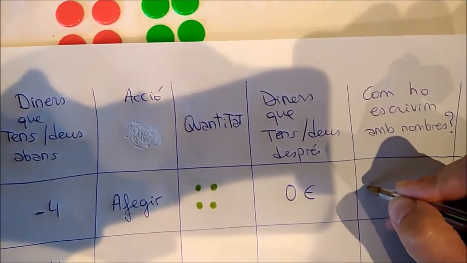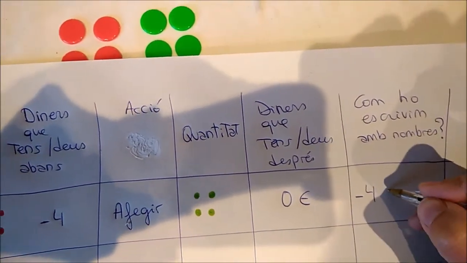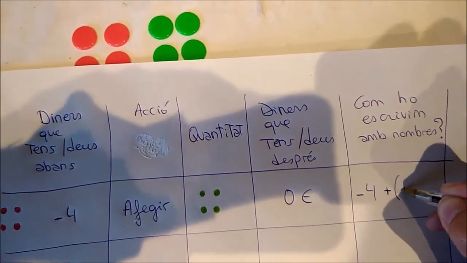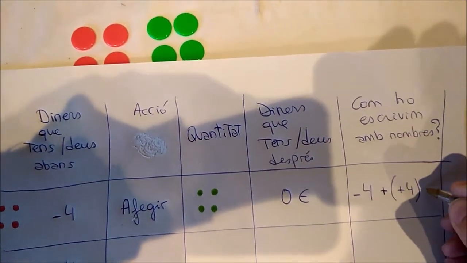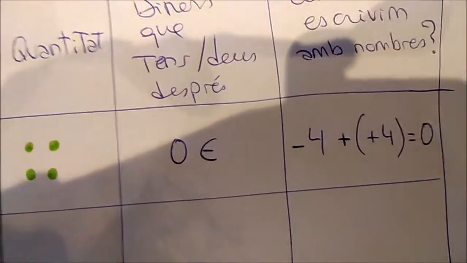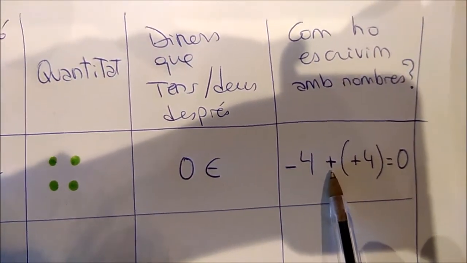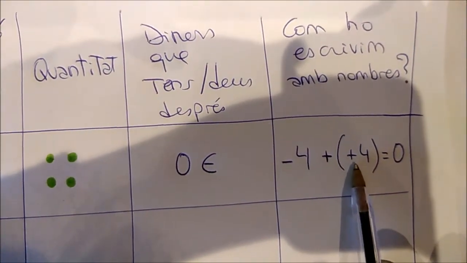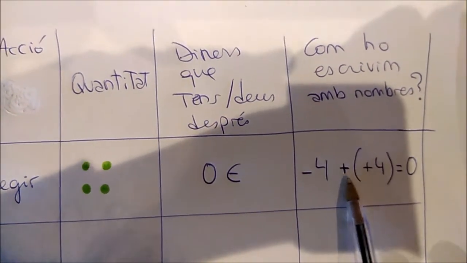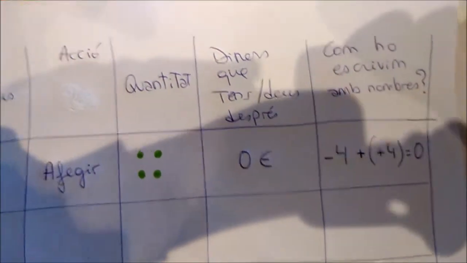We began with 4 negative ones. We add 4 positive ones. This is the addition, and this is what we are adding. Estem afegint 4 verdes, 4 positives.